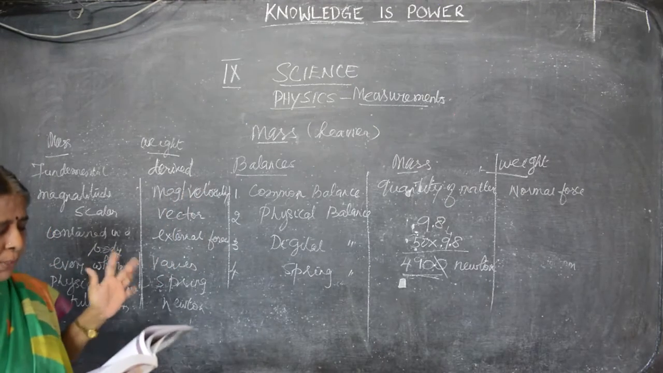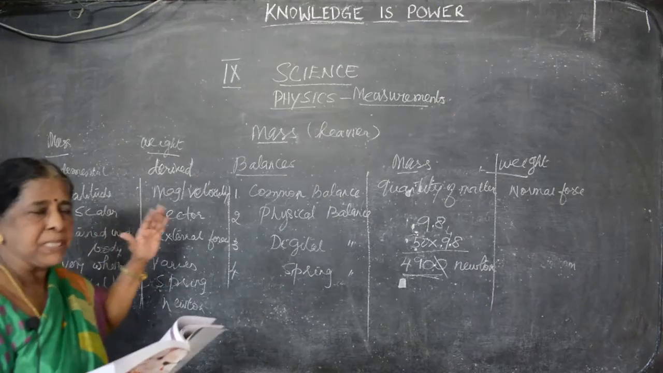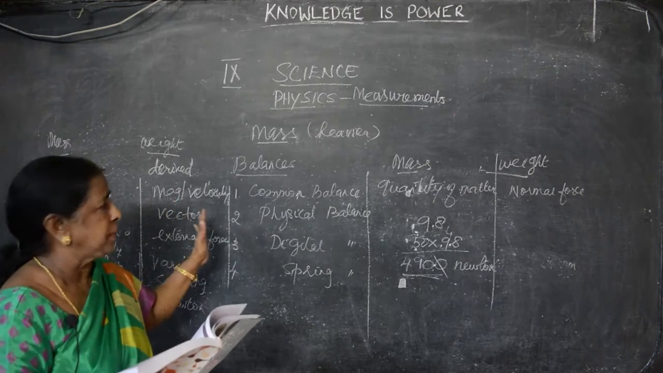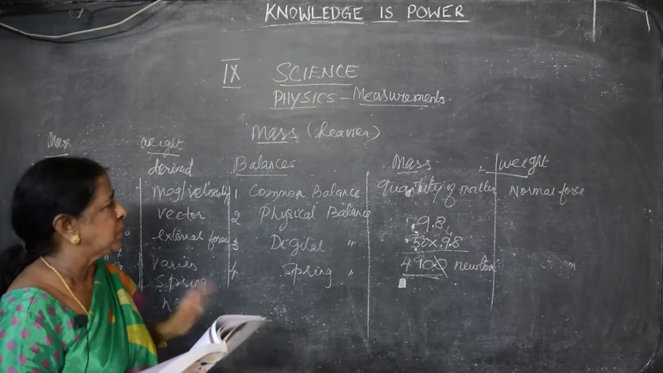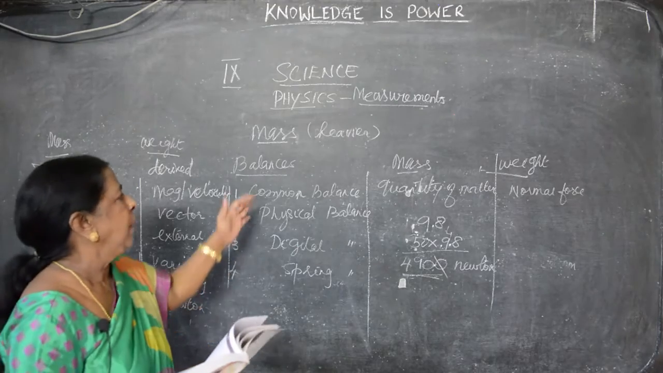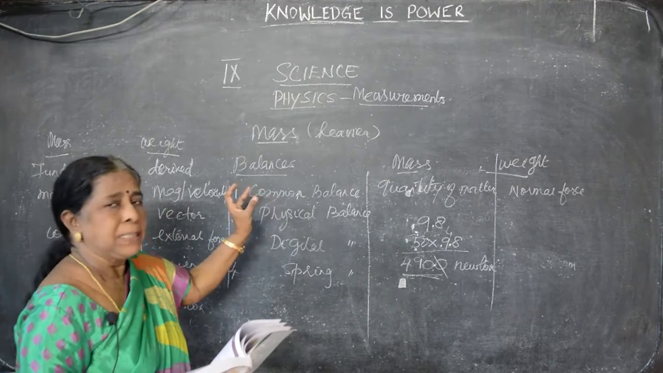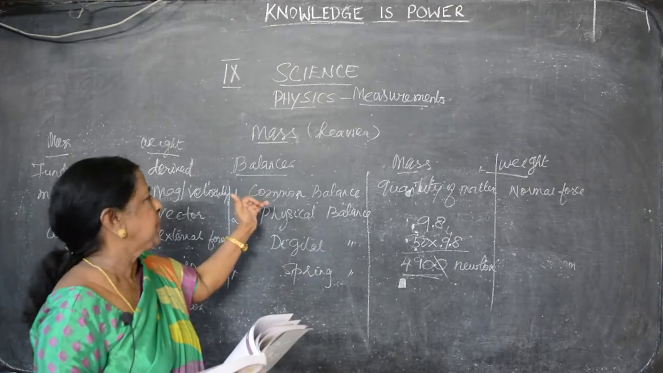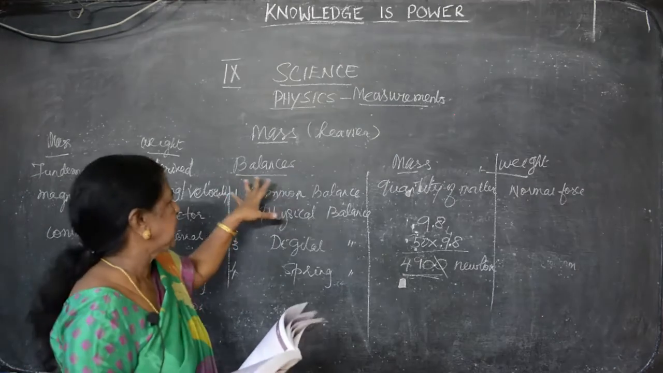So now we have to see accuracy in measurements. Accuracy means what? Whatever it may be, measurement is very important. We should not say approximately. Approximately means we are saying it may be a little above or below. Accuracy means exact. We have to say it correctly. For that only we are using these instruments. For lesser, lighter objects we are using the screw gauge and vernier caliper. For heavy objects we are using balances.